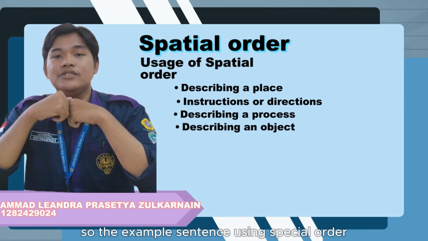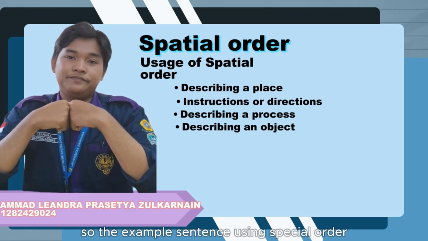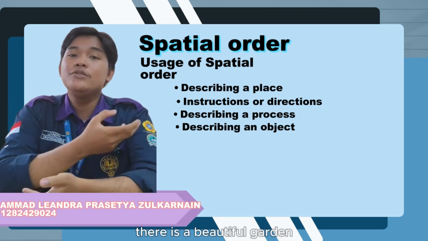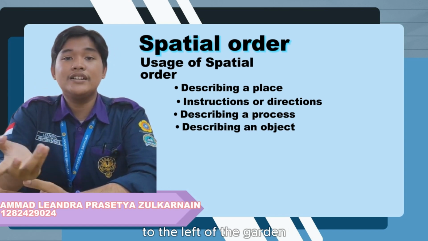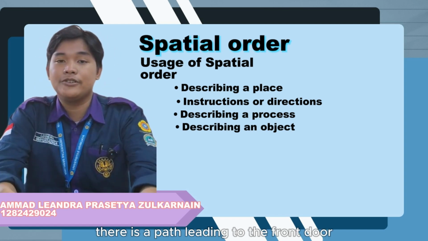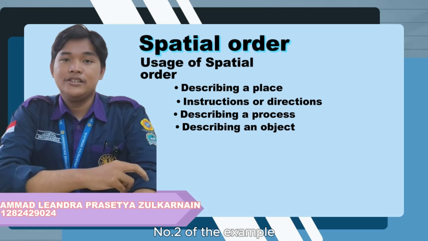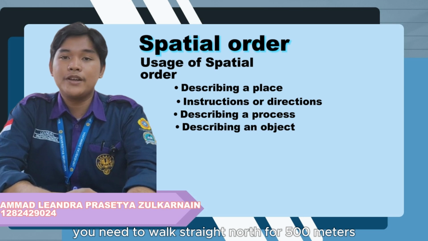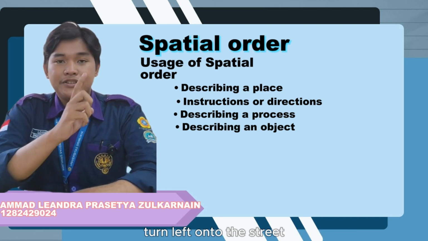So, the example sentences using spatial order. For the first one: at the front of the house, there is a beautiful garden. To the left of the garden, there is a path leading to the front door. Number 2 of the example: to get to the court office, you need to walk straight north for 500 meters, then turn left onto the street.